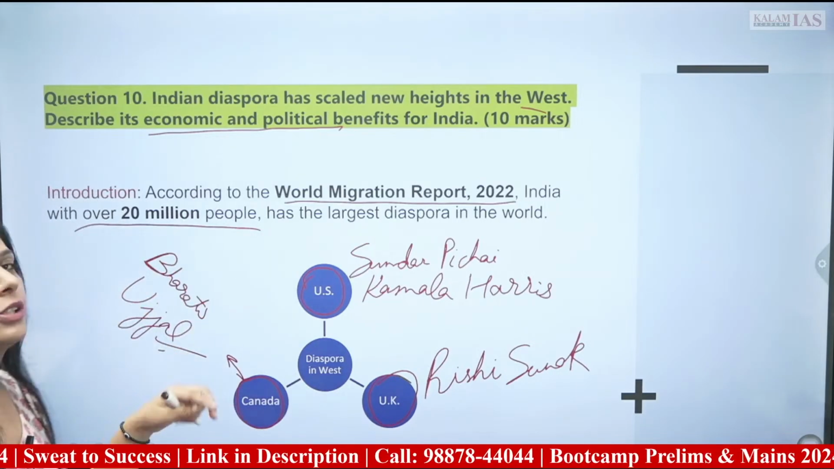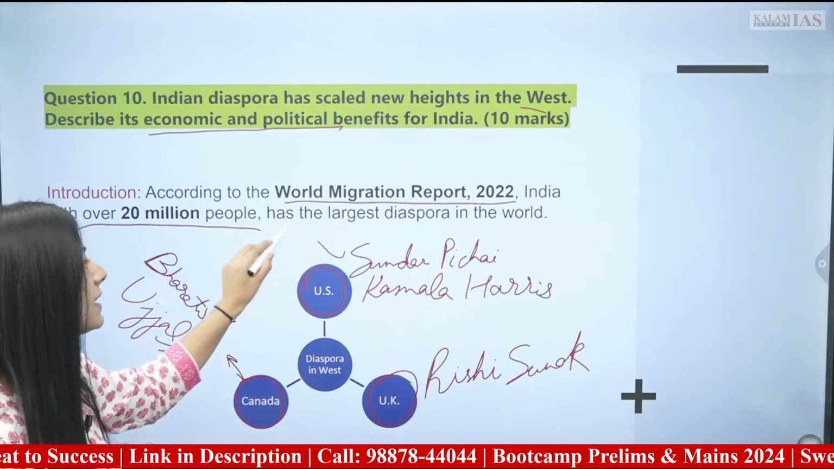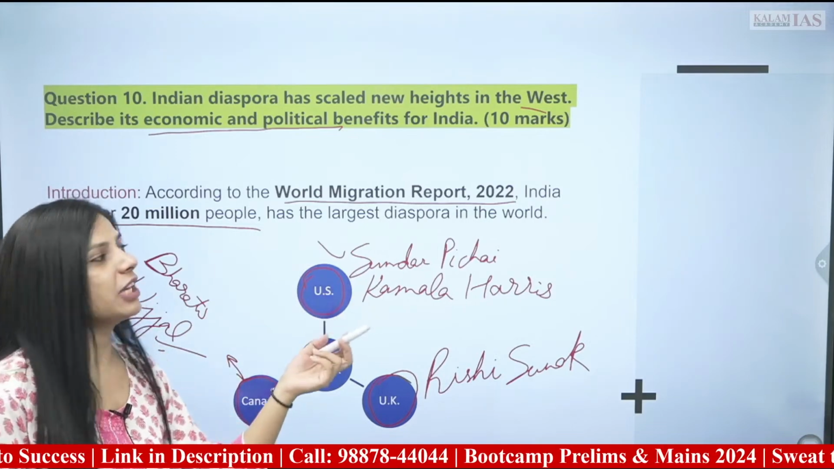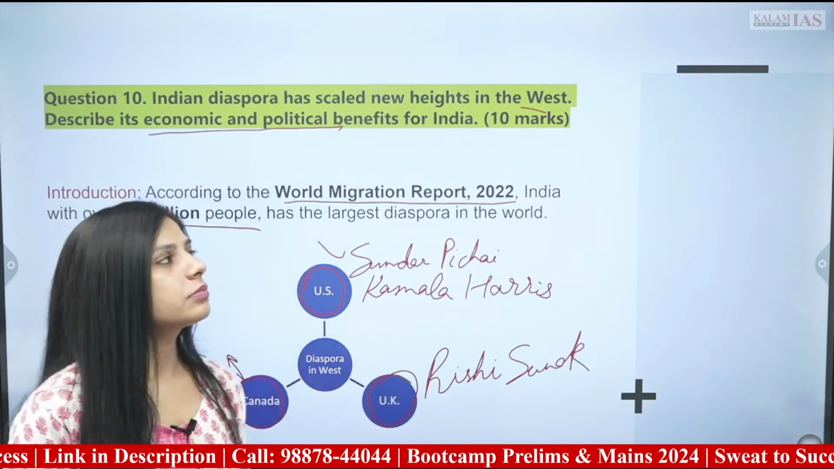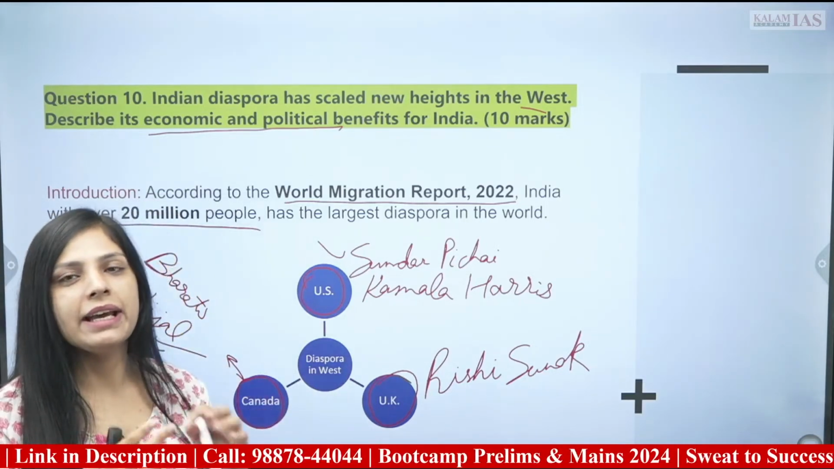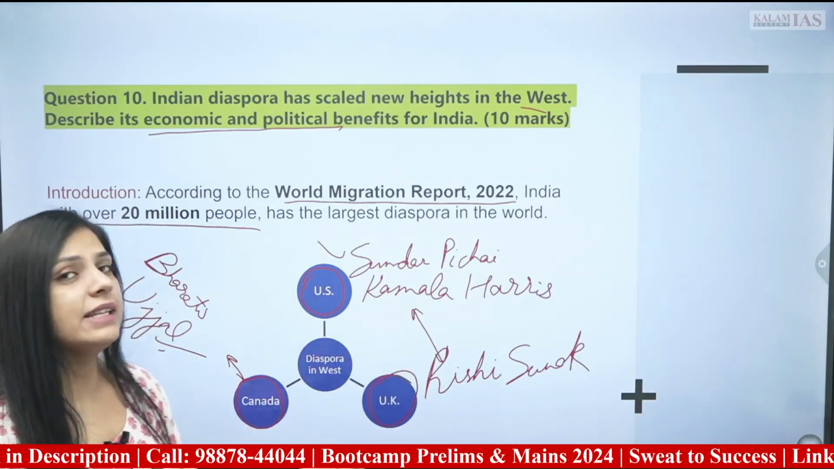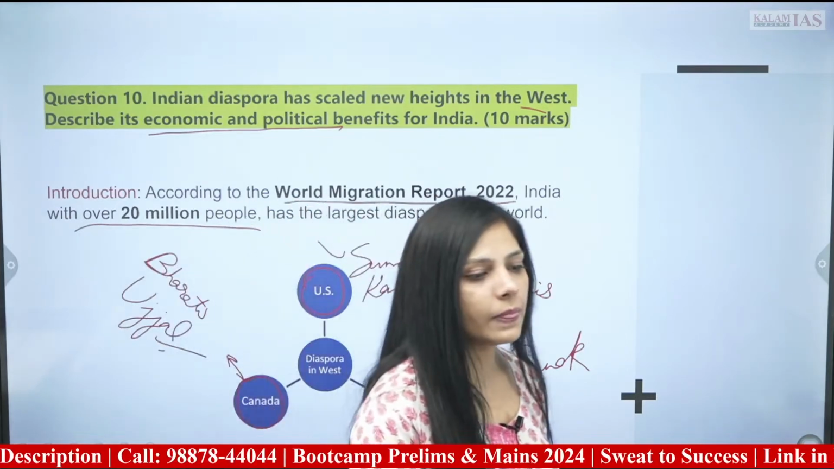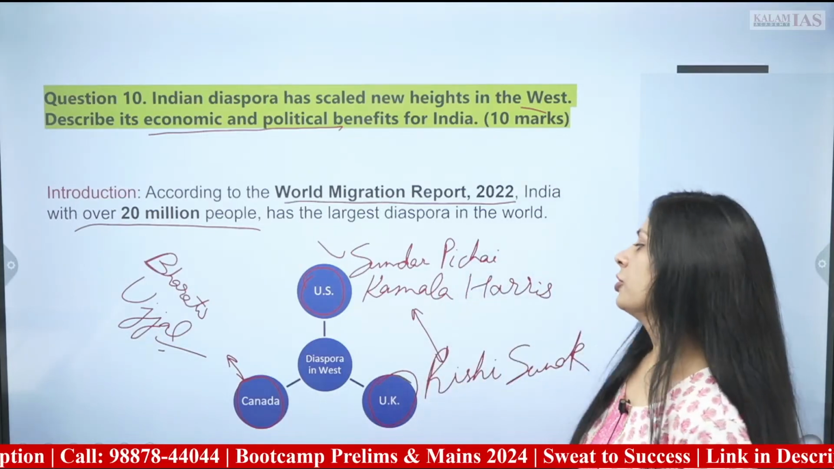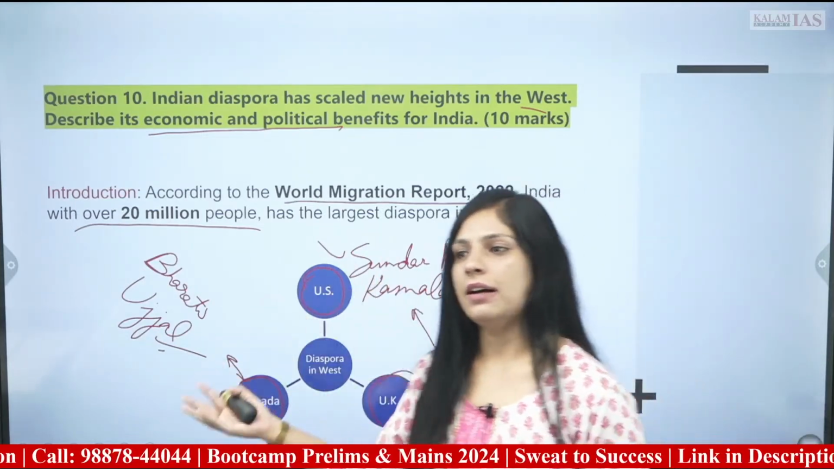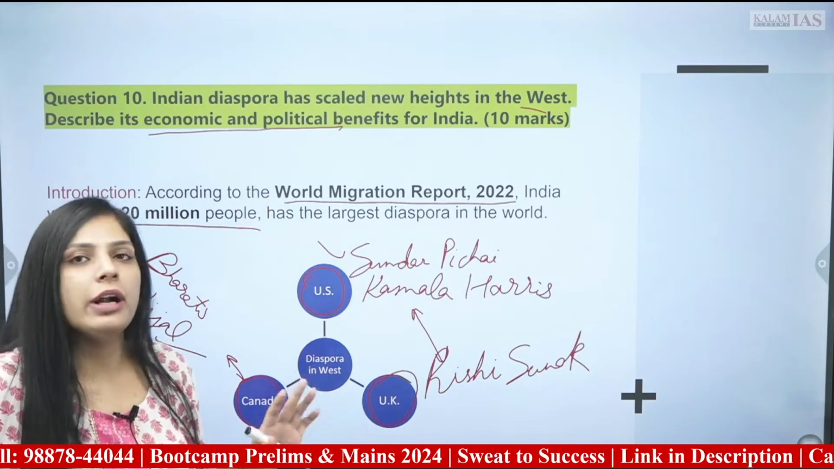Apart from the region, you could also write examples by area. In business and entrepreneurship, Sundar Pichai and other examples such as Indra Nooyi, the CEO of PepsiCo. So these examples can be taken area wise also. In public services, we have Kamala Harris and Rishi Sunak, right? In academics, we have Hargobind Khorana and Raj Reddy also. So area wise as well as the interest regions as well. So you can do accordingly, right?